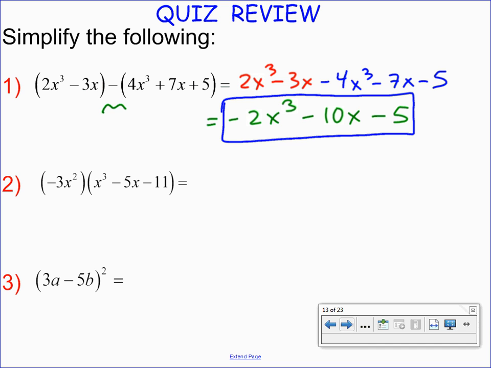Multiplication, right? And so in number 2, we are going to take this outside factor and multiply it through the parentheses. Does everybody see the difference between number 1 and number 2? Number 1 was a subtraction. Number 2 is a multiplication. Let's go ahead and do that.